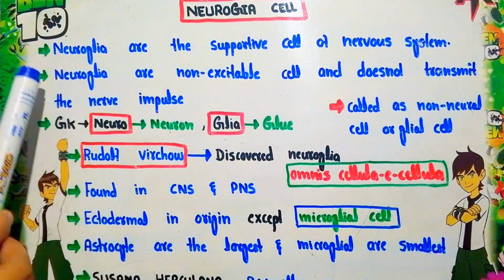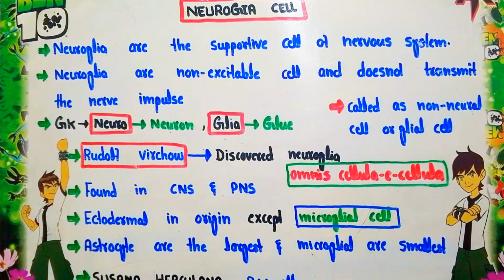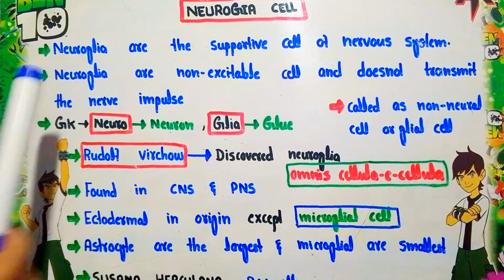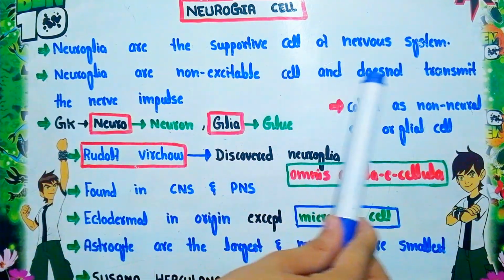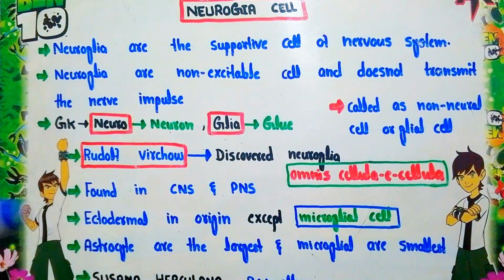Now look at the second definition of the neuroglial cell. Neuroglia are actually non-excitable cells and do not transmit the nerve impulse. As neurons are excitable cells, neuroglia are non-excitable cells. It means that they are unable to transmit the nerve impulse. This non-excitable cell of the nervous system is called the neuroglial cell.